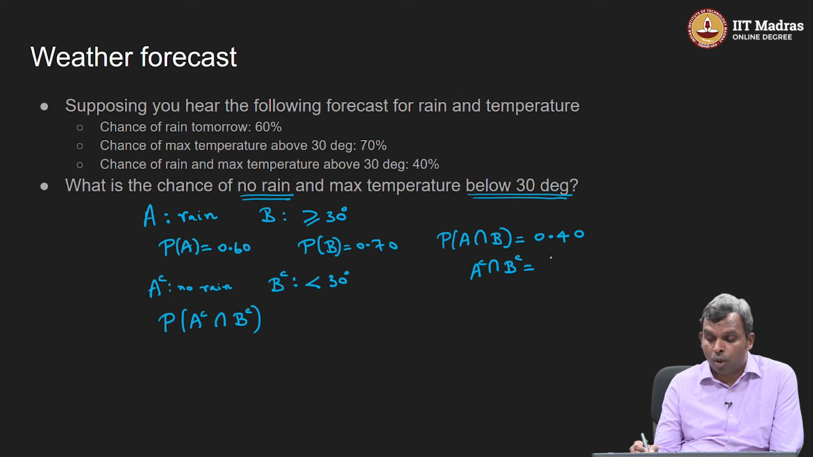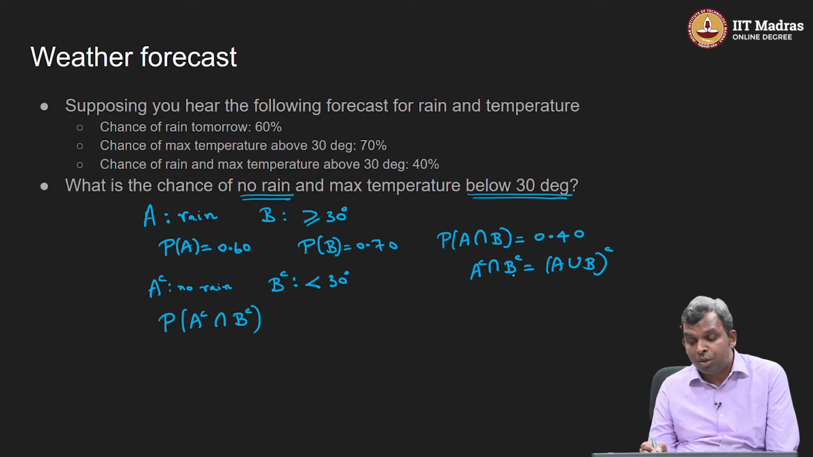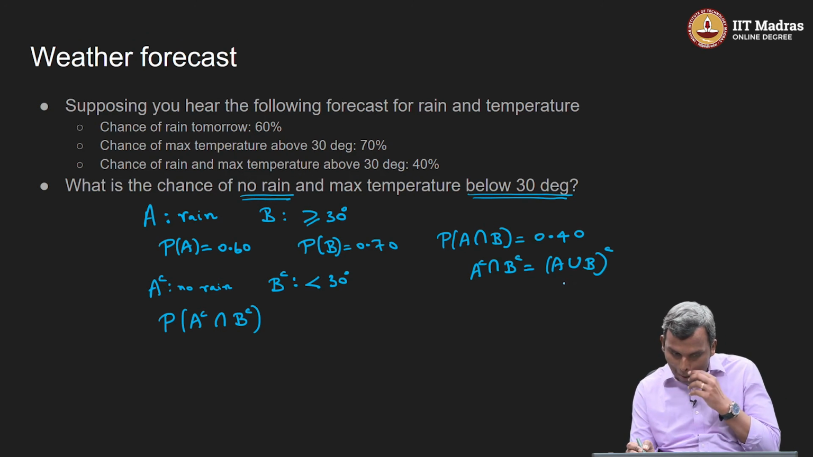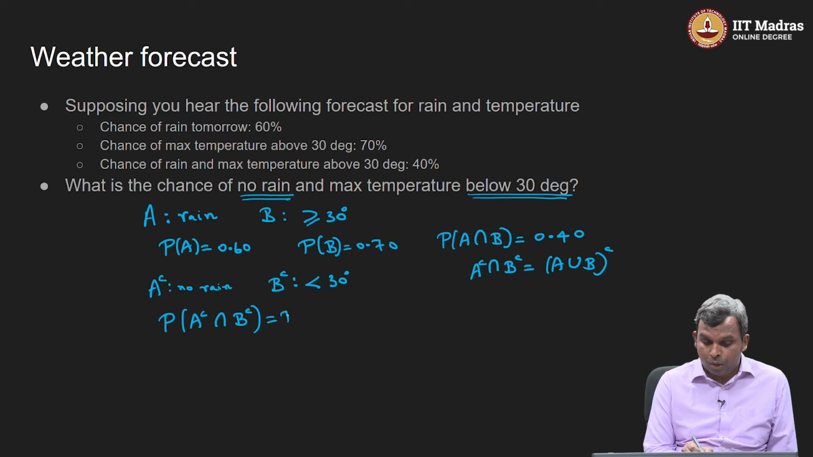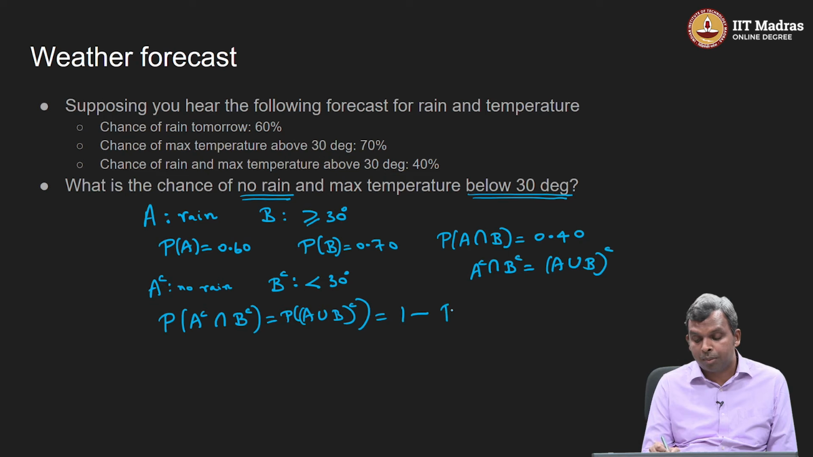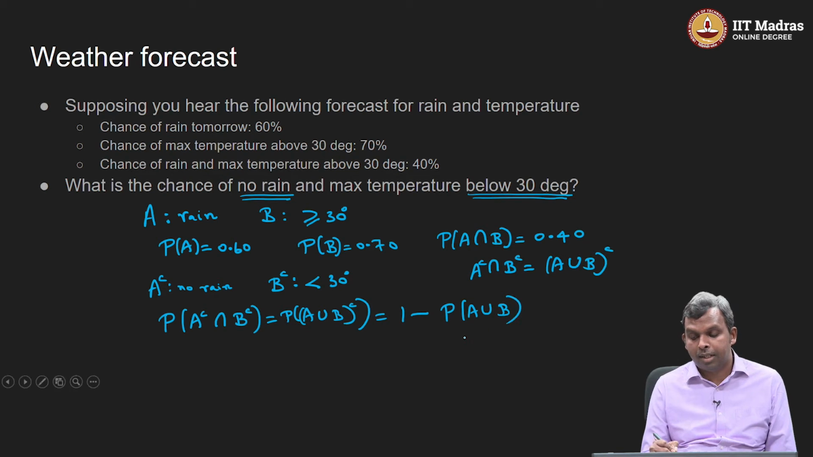Now here is an interesting fact about A complement intersect B complement. This is called De Morgan's law. It is A union B whole complement. A should not occur and B should not occur. That is the same as either A occurs or B occurs, and the complement of that. Neither B occurs nor A occurs. So this is sort of like the logical statement here, you can prove it also. This is actually the probability of A union B complement. What do we know from the complement property? From the complement property we know that this is 1 minus probability of A union B, isn't it?